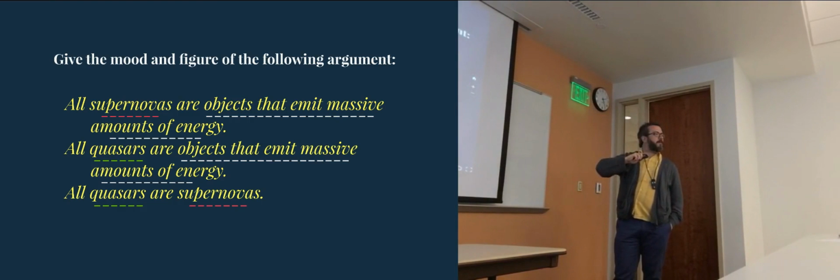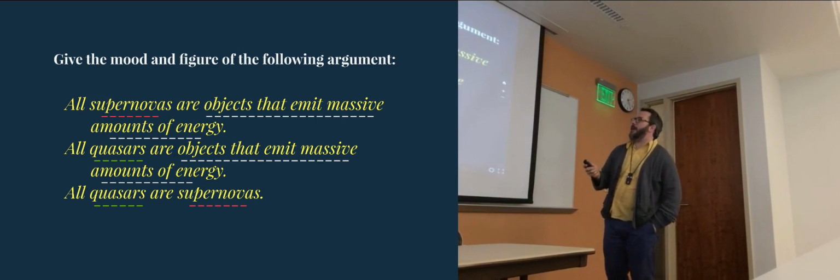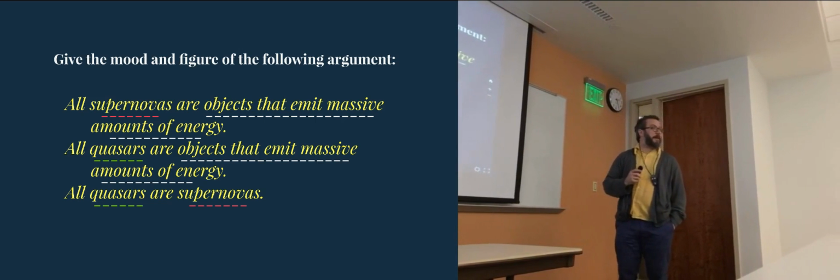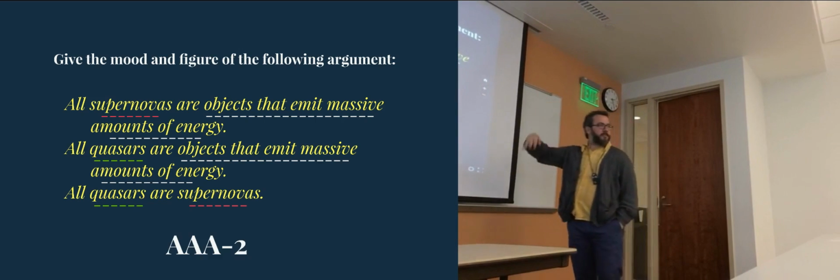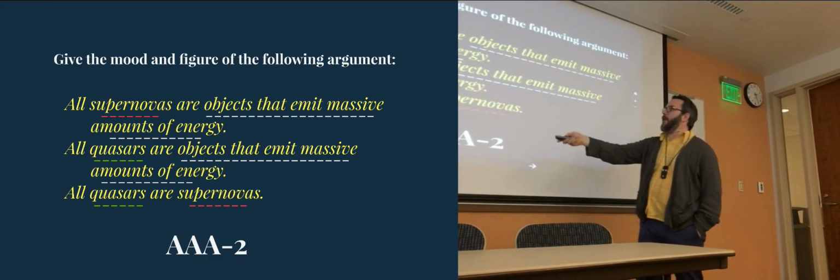What's the mood? AAA. All blanks are blank. Mood is AAA. Get me there. Come on. And the figure is 2, apparently. Do we see how this works? AAA because it's an all blanks are blank, all blanks are blank, all blanks are blank.